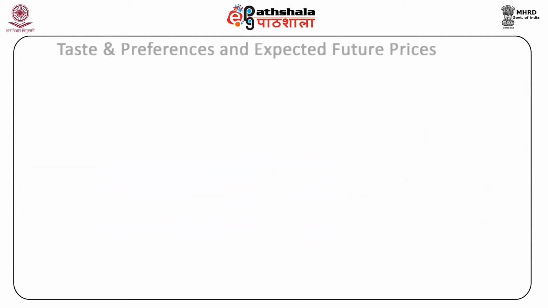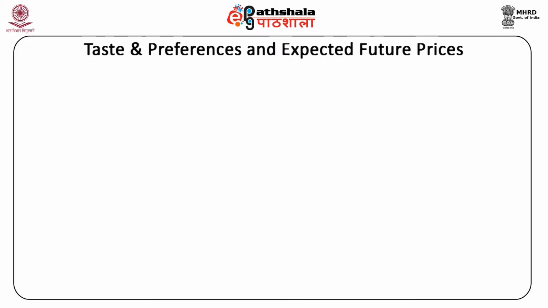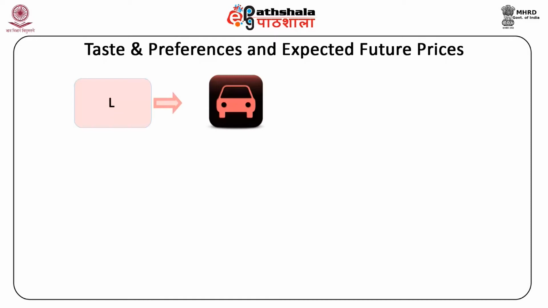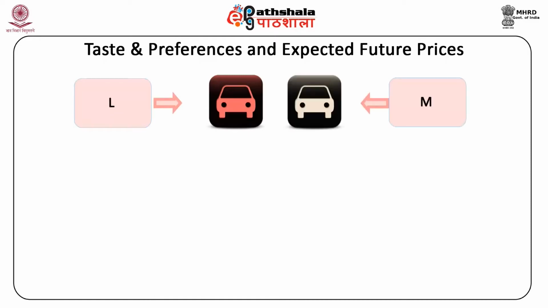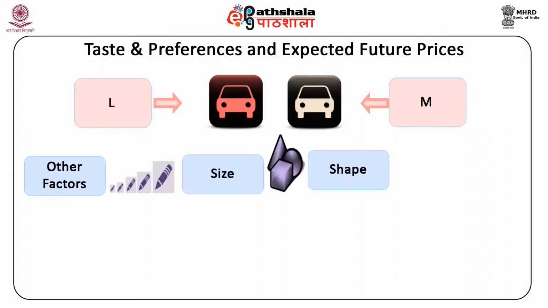Two consumers, L and M, need a car, but L's preference may differ from that of M's. L may like to buy a red one, whereas M may prefer black. Besides price, there are other factors of a good which attract a consumer, like shape, size, brand, etc. Hence, an increase in preferences causes an increase in demand and vice versa.